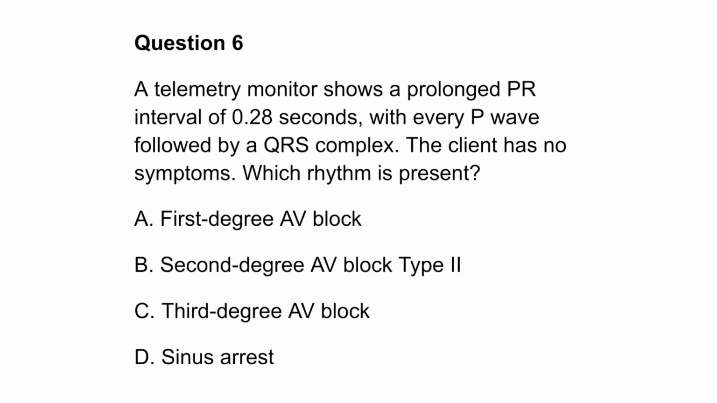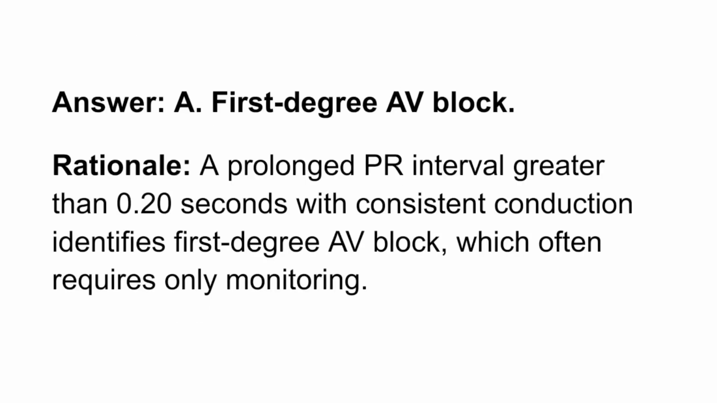Question 6. A telemetry monitor shows a prolonged PR interval of 0.28 seconds, with every P wave followed by a QRS complex. The client has no symptoms. Which rhythm is present? A. First-degree AV block. B. Second-degree AV block type 2. C. Third-degree AV block. D. Sinus arrest. Answer: A. First-degree AV block.